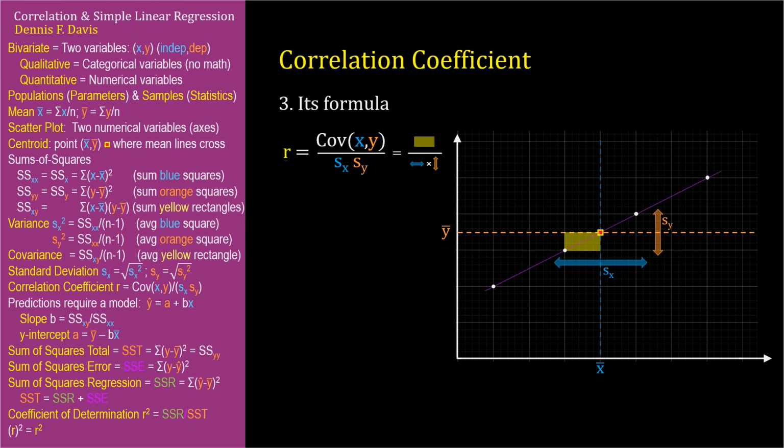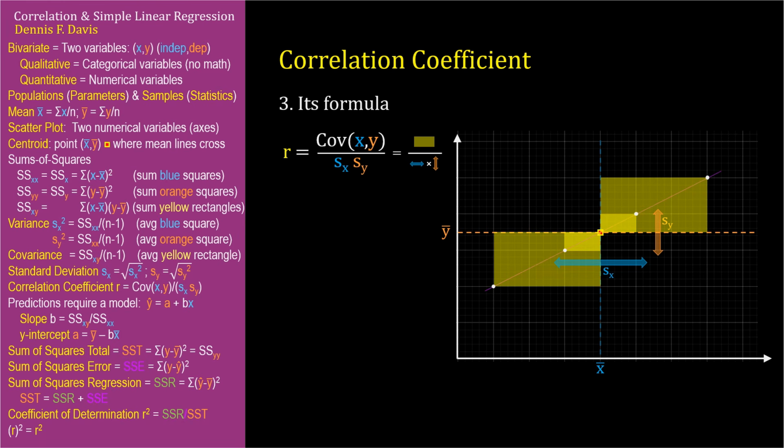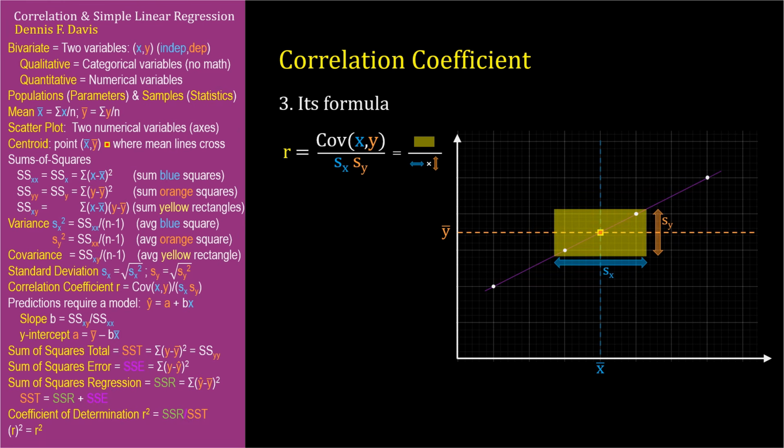When a data set's points lie along a straight line, the average area of the yellow covariance rectangles is equal to the product of the standard deviations. So, for data that fits a straight line, the numerator and denominator of R are equal to each other. So the quotient, the correlation coefficient R, is equal to 1.